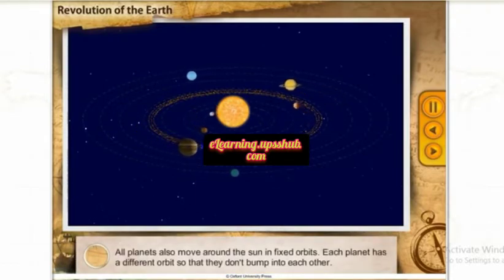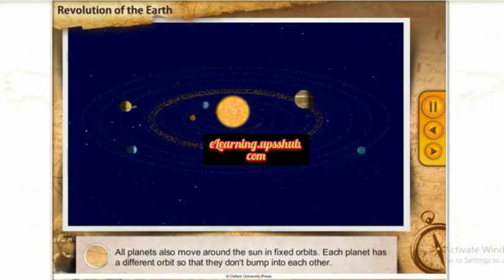All planets move around the Sun in fixed orbits. Each planet has its own different orbit, so they don't bump into each other. You can see from this video the way each planet moves. No matter how they move, they all have their time. They never collide with each other because of the difference in their movement. Some take days, some take years to complete their orbits.